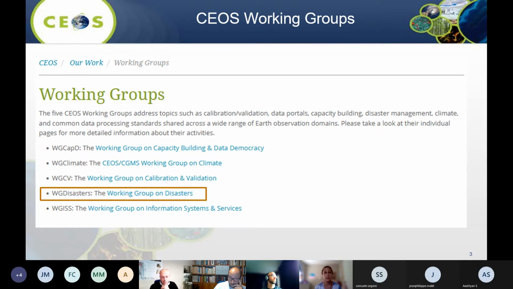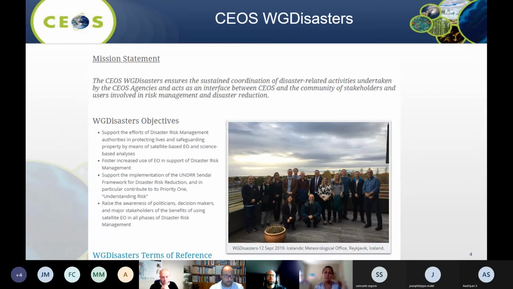Under this CEOS, there are 5 working groups, and we have been participating in the working group on disasters for several years now. It started off with Sigrid Rossner, Jonathan Gott, Jean-Philippe, and I, and it's evolved into other people, which I'll describe, which is great. Specific to the CEOS disaster working group, we're looking to really coordinate Earth observation specifically focused on disasters.